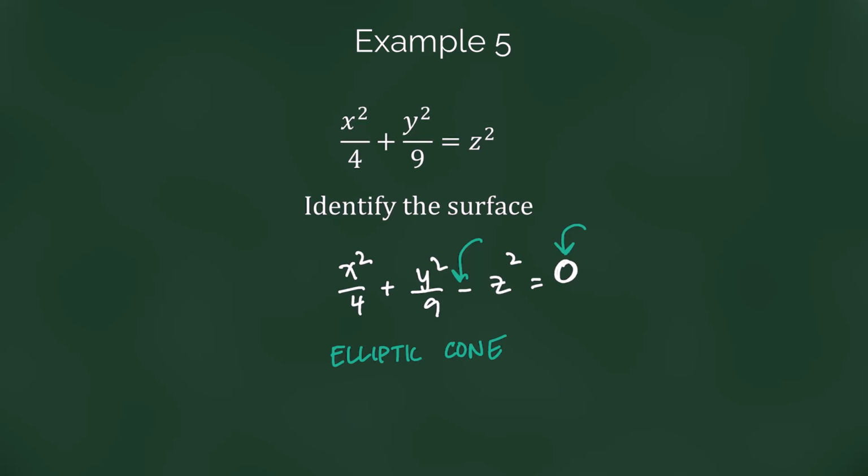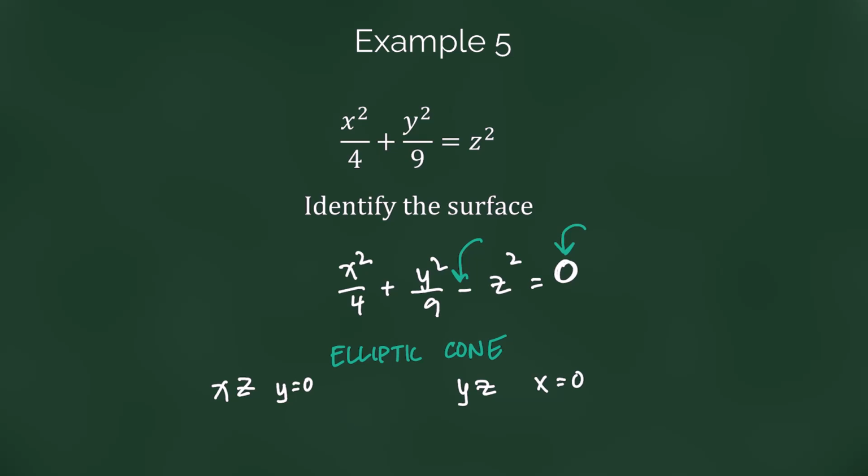So if we look at two particular traces of this, we can see that the elliptic cone is slightly different than the hyperboloid of one or two sheets. And in particular, let's look at the XZ trace and the YZ trace, but in particular the XZ trace when Y is 0 and the YZ trace when X is 0. So instead of just letting it be an arbitrary value of C, we're going to in particular pick the traces when X and Y are 0.